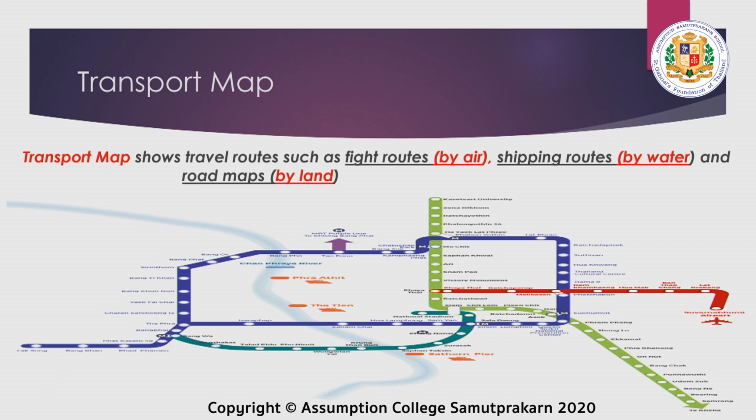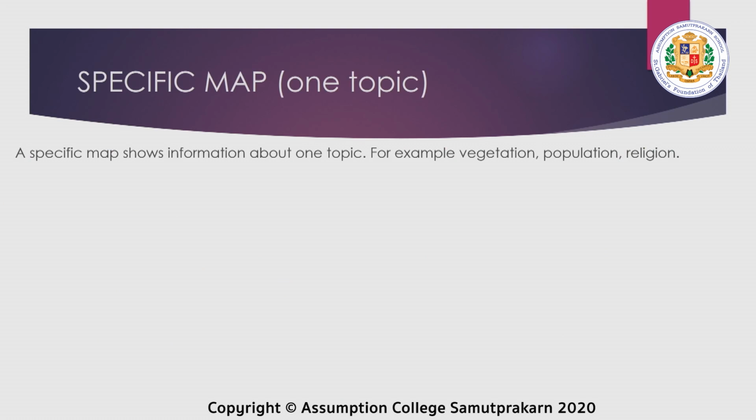Again, a transport map has three types: flight routes, shipping routes, and road map. Finally, our last map is what we call a specific map. It shows only one topic. A specific map is a map that shows one topic. The topic can be vegetation or population or anything, as long as it's only one topic.